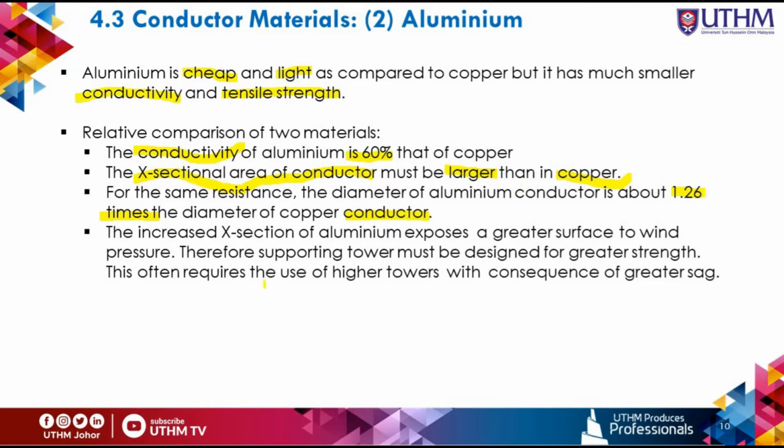So the increased section of aluminium exposes a greater surface to wind pressure. Because of the increased area of the aluminium, it will expose a greater surface to wind pressure. Therefore, supporting towers must be designed for greater strength. This often requires the use of higher towers with consequence of greater cost.